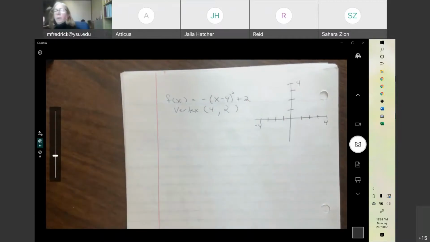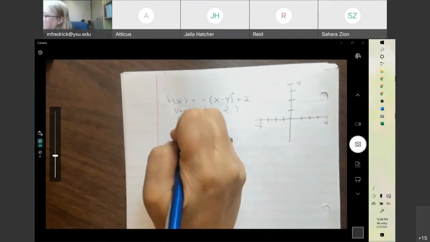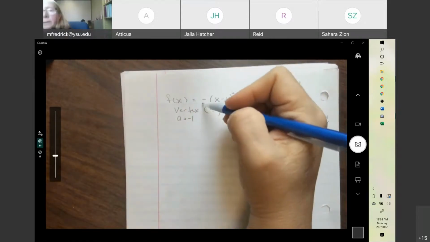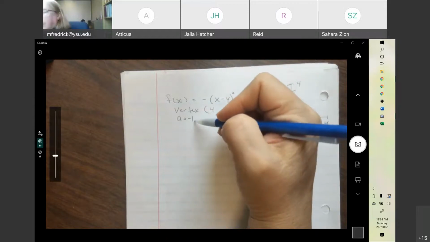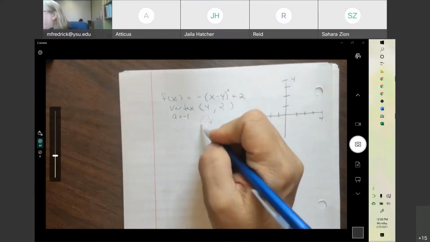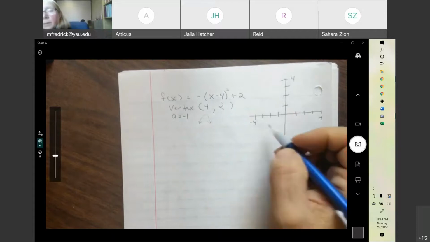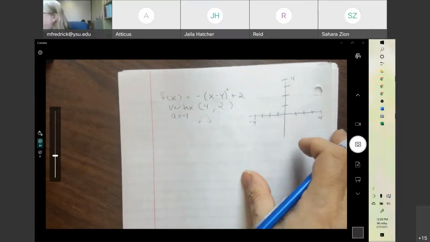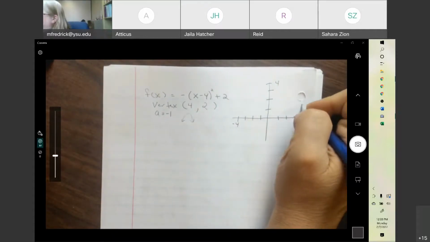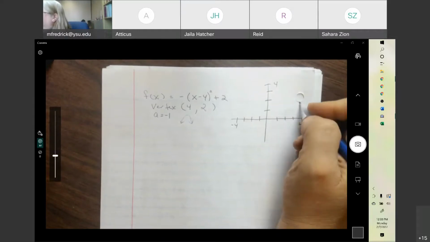Will this parabola go up or down? Down. A is -1, comes from here. Since it's negative, it's going to go down. So we mark our point over 4 and up 2. So over 4 and up 2 is right here. And then it's going to go down.